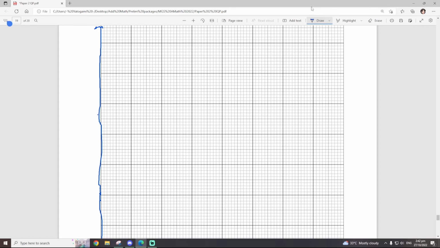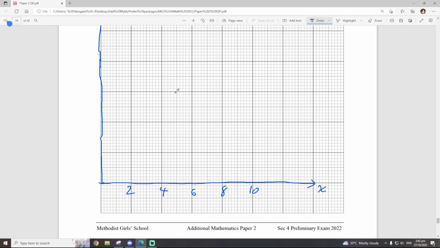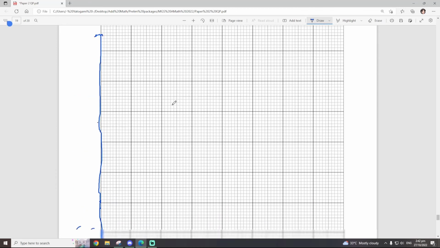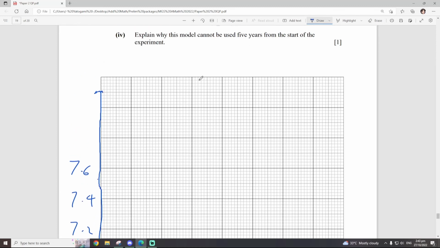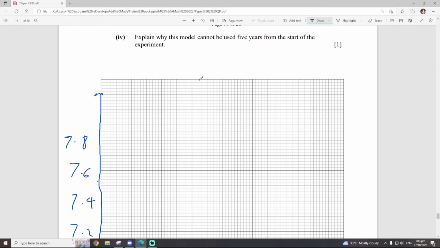So let's mark the numbers. 6.2, 6.4, 6.6, 6.8, 7.0. Okay, hopefully you guys are faster than me at this. 7.2, 7.4, 7.6, 7.8, 8.0. Okay, this is ln y.